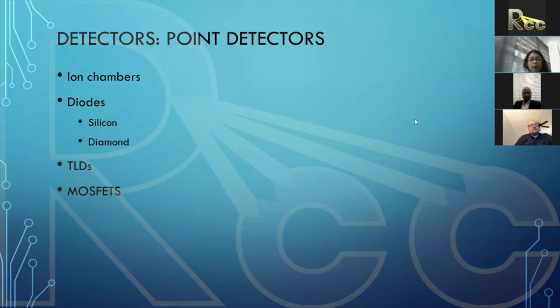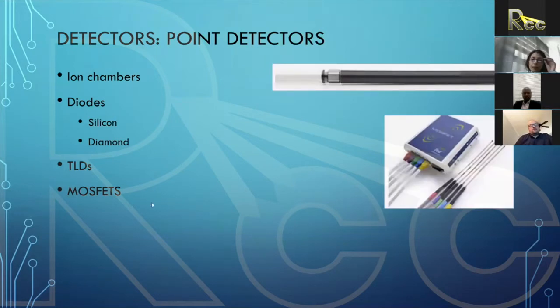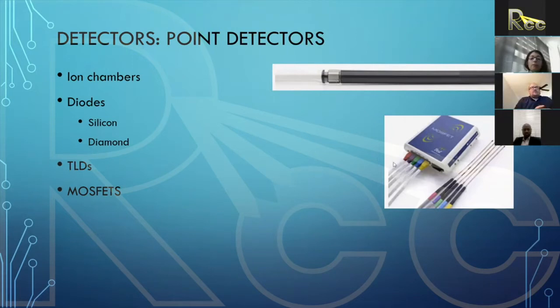So when we talk about detectors, we have our champion, the ion chambers, but we can also use diodes depending on the type of measurements that we want to do. For the diodes, we can classify them into silicon versus diamond detectors. You can also use TLDs and MOSFETs if you want to do point measurements. These are just examples of a small volume ion chamber, and this is an example of the MOSFET detectors.